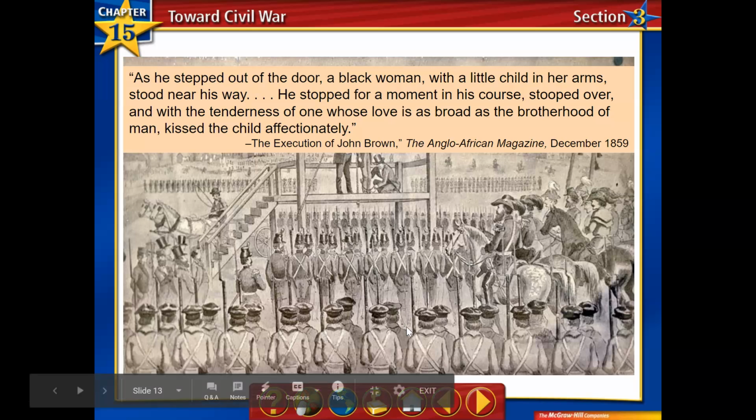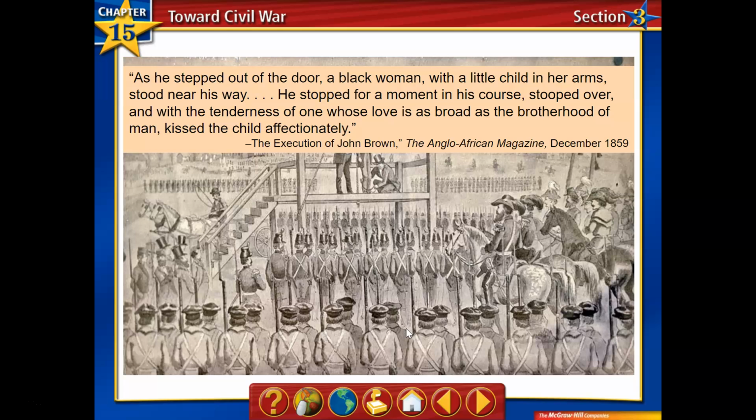So let me read this quote here on the execution of John Brown from the Anglo-African magazine, which was in December of 1859. "As he stood out of the door, a black woman with a little child in her arms stood near his way. He stooped for a moment in his course, stooped over, and with the tenderness of one whose love is as broad as the brotherhood of man, kissed the child affectionately."